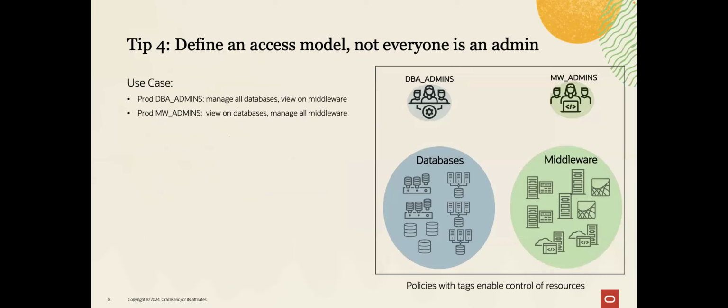In large organizations, you may need to have more fine-grained control over your area of responsibility. For example, your DBAs should have full privileges over the database, but they likely only need view access to the middleware resources. And the middleware admins should have full privileges to the middleware resources, but should probably only have view access to the database. This access model can be defined using a combination of both policies and tags.